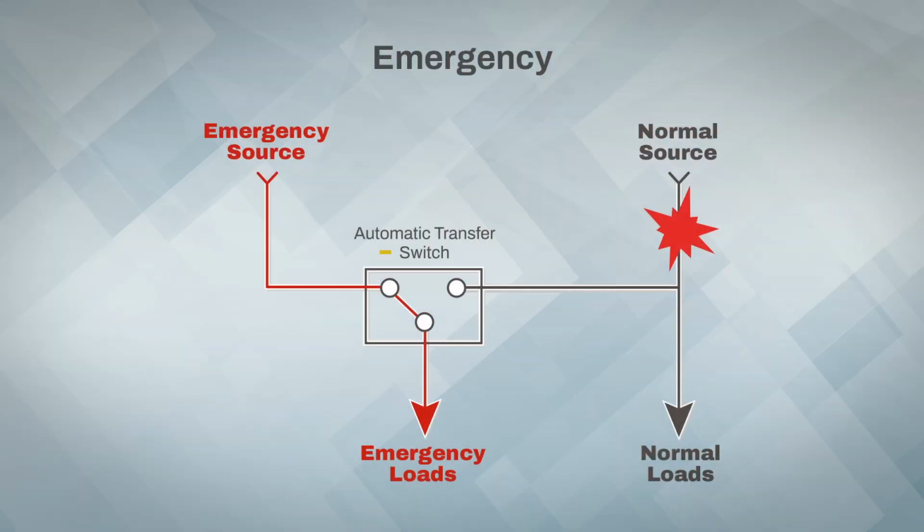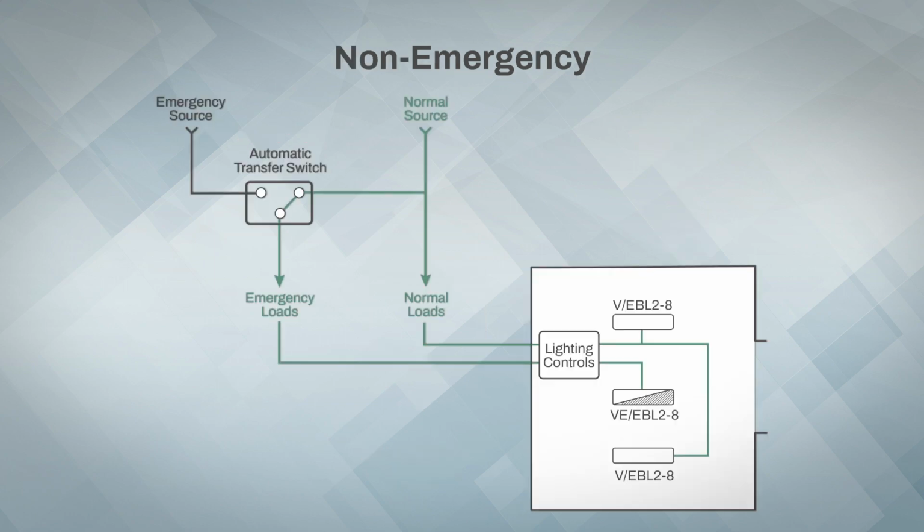During a loss of normal power, the automatic transfer switch will detect the loss, switch over to the generator backed up source, and start the generator. This will then power the emergency fixtures. Let's see how that looks for a room.